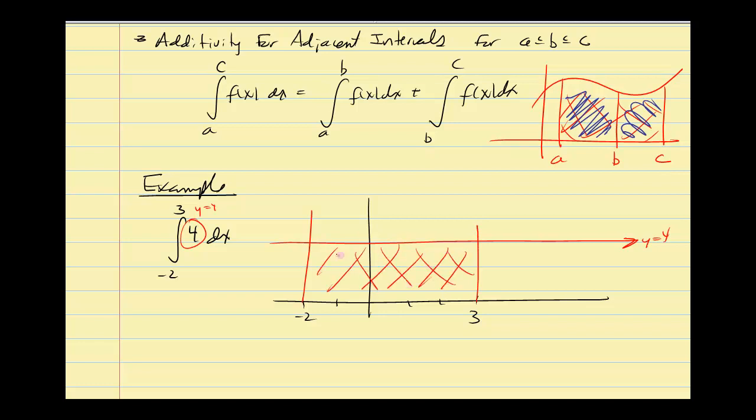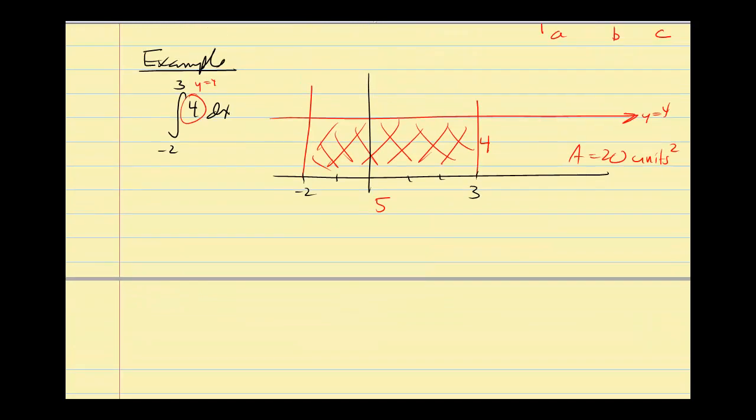Well, you don't even have to integrate to find this area. It's just a rectangle. The base here is 5, the height is 4, so my area here should be 20 units squared. But let's go ahead and look at this in terms of a definite integral as well. Now remember, when we're integrating from -2 to 3 of 4 dx, that's the same as 4 times x to the 0 dx. So I'm looking at integrating a constant.